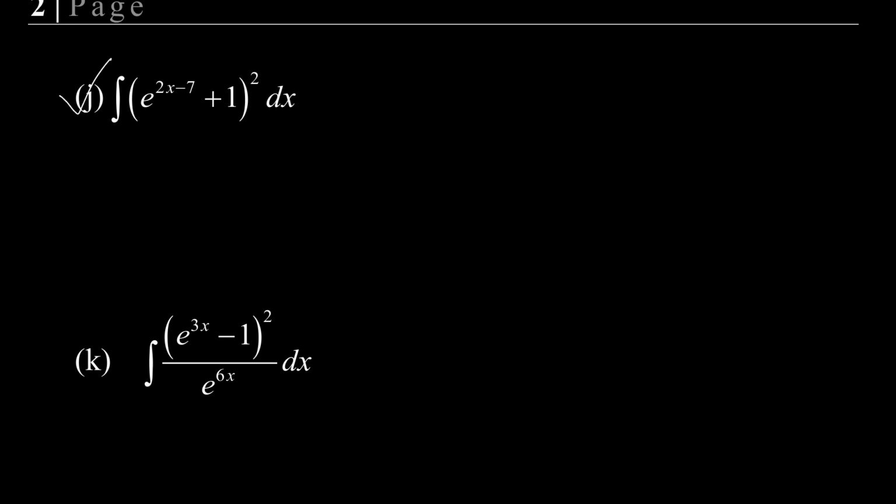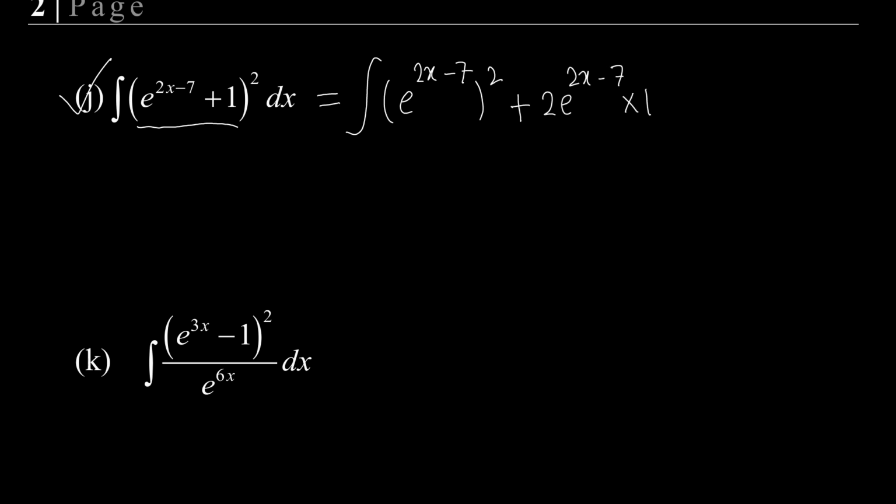It has a square. First we need to break down the square. If we apply the formula to break down the square, you know that we have to apply a square plus 2ab plus b square. If we make e to the power 2x minus 7, having another square, we need to multiply the power and power. Then 2ab means 2 into e to the power 2x minus 7 into 1, then plus 1 square. We applied here the formula a plus b whole square. Now breaking it down, it gives us e to the power 4x minus 14.